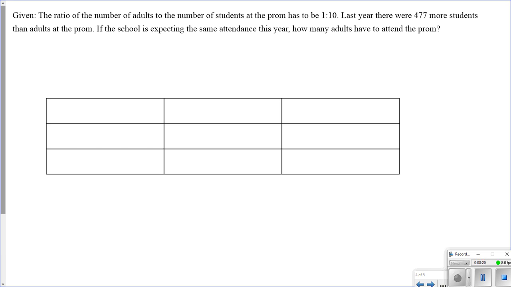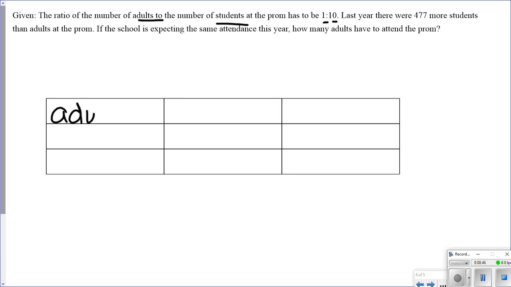This last problem, we have a blank table that we're going to fill in together. The ratio of the number of adults to the number of students at the prom has to be 1 to 10. Last year, there were 477 more students than adults at the prom. If the school is expecting the same attendance this year, how many adults have to attend the prom? So, we have adults and students are in a ratio of 1 to 10.